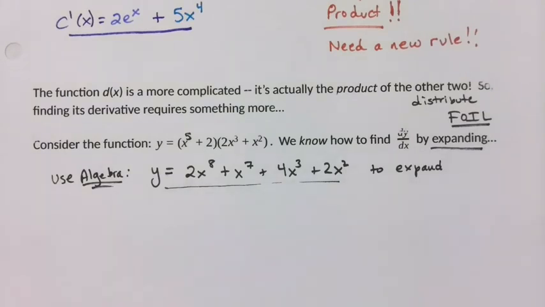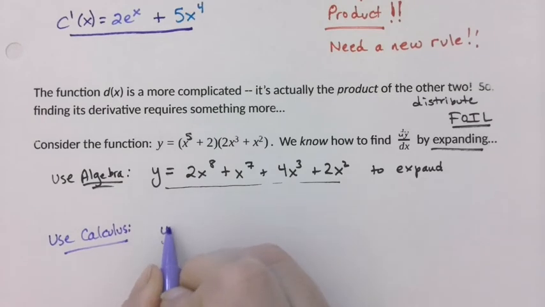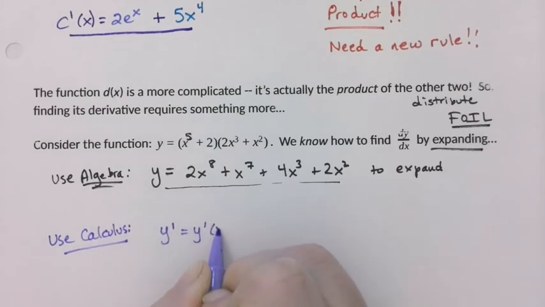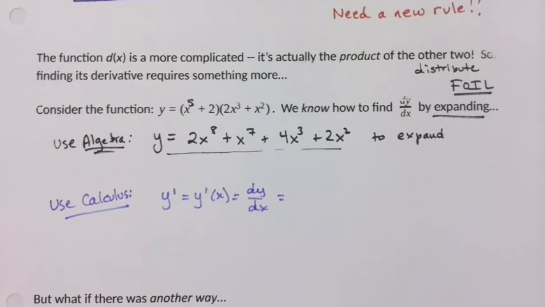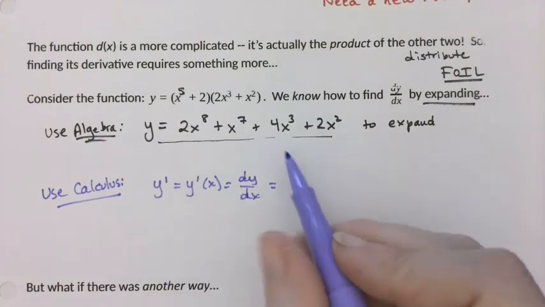But now I want to use calculus and find the derivative, right? So, well, that would be y prime, which is y prime of x, also known as dy dx. Whichever one of those notations makes you happy. They're all the same. They all mean the derivative.